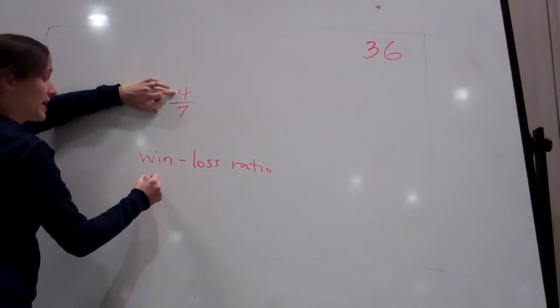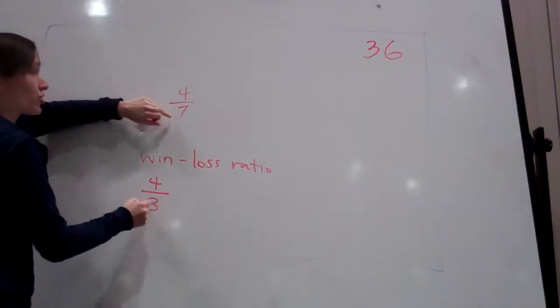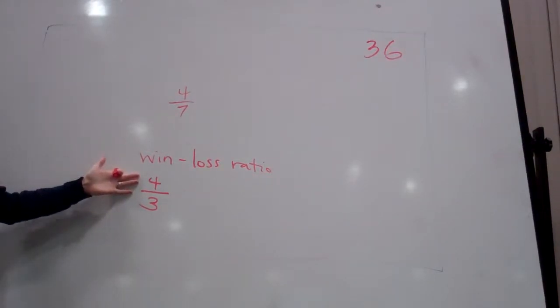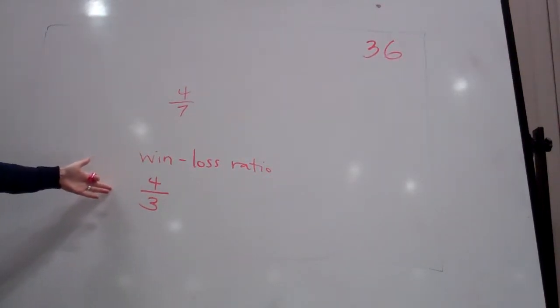So the win is 4 and the loss is 3 because there are 7 games and 4 of them were wins. So it means 3 of them were losses. So the answer would be 4 thirds. Do I make it into a mixed number? No, I do not.